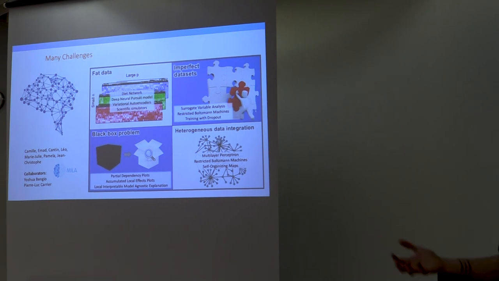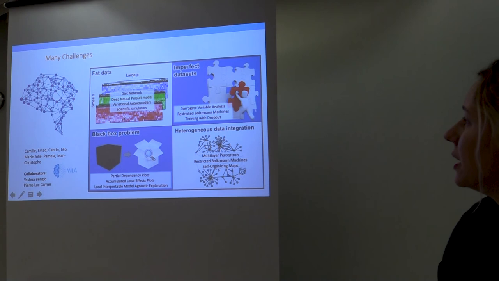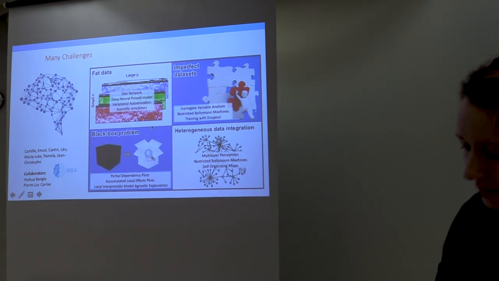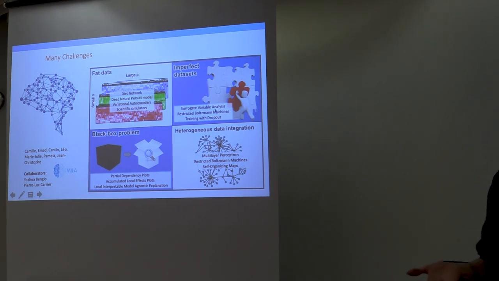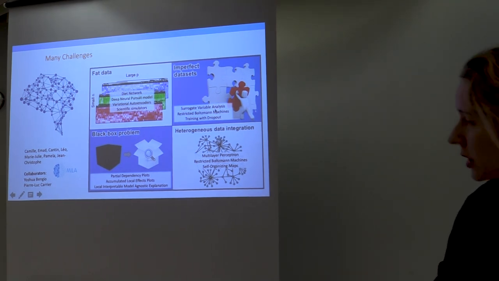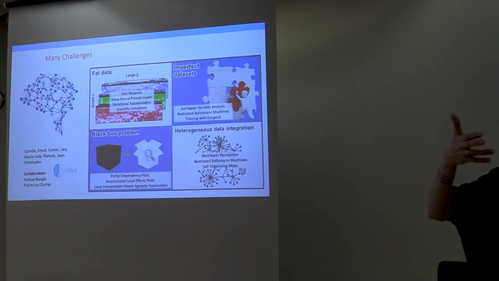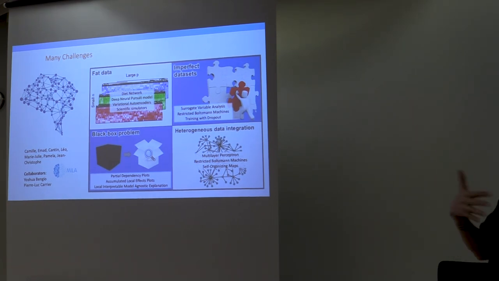In applying deep learning methods to biomedical research, we face many challenges that I think are very important to highlight in light of the hype around deep learning. Fat data, which I just mentioned, and other people have also developed different approaches for this large p, small n problem. But there's also the problem of imperfect datasets in biomedical research, the fact that we have heterogeneous data. In the multi-omic example, we have data from a lot of different technologies, with a lot of biases.